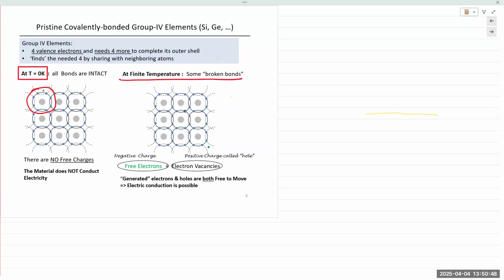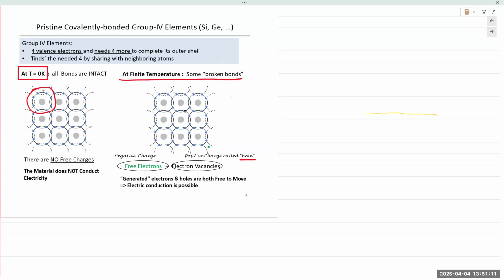So you have electrons that are broken free of the bonds, and they are now moving around in the structure. For every electron that breaks its bond and moves out, what is left behind? An empty spot, and you're right, it is known as a hole.